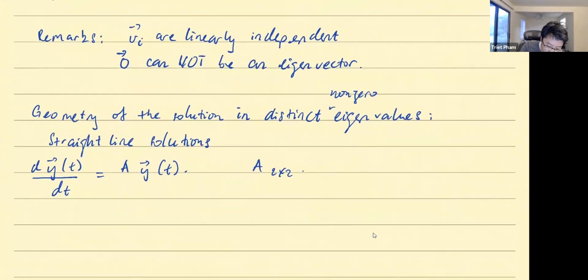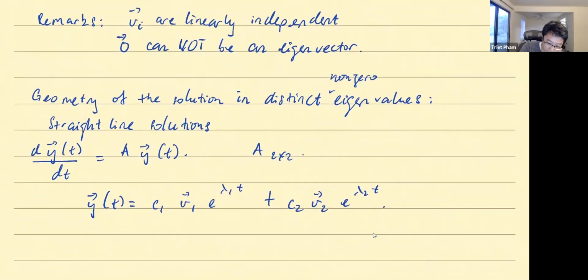So what we have is we said that the solution is of this form: C1 v1 e to lambda 1 t plus C2 v2 e to lambda 2 t. And here, by my assumption, they're distinct, so these two are different. Also non-zero, meaning lambda 1 is not equal to lambda 2, and neither is equal to 0.